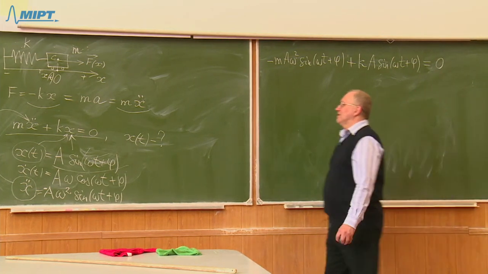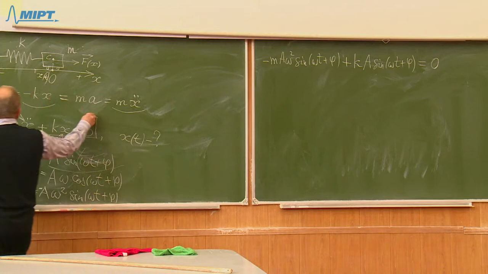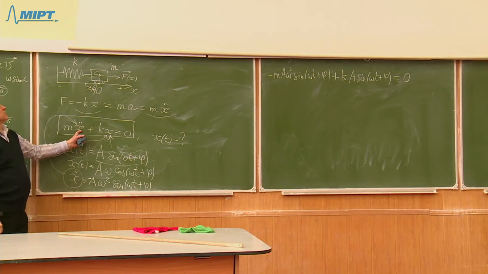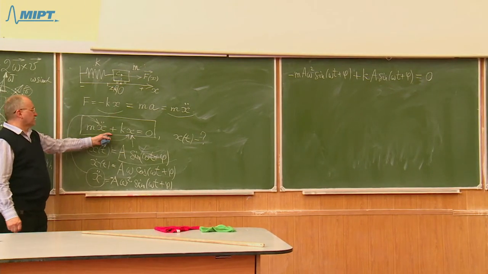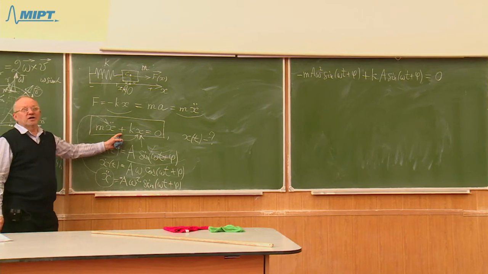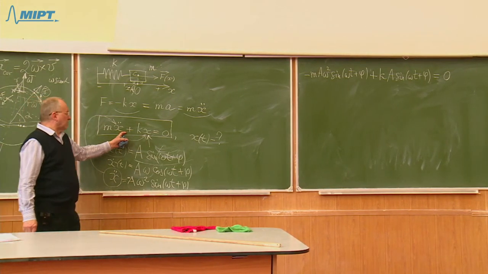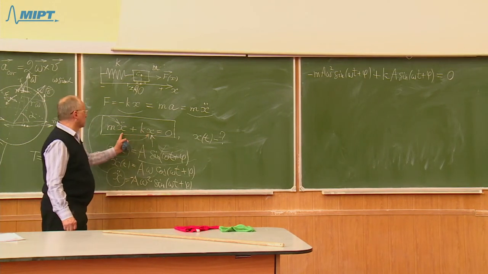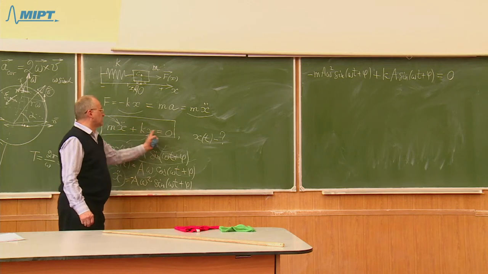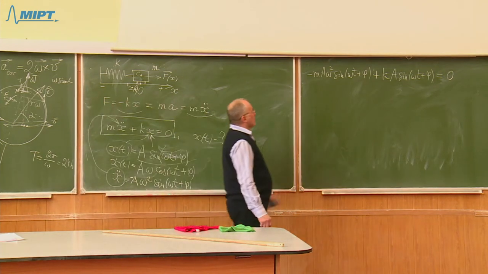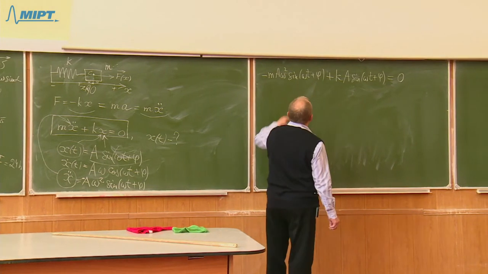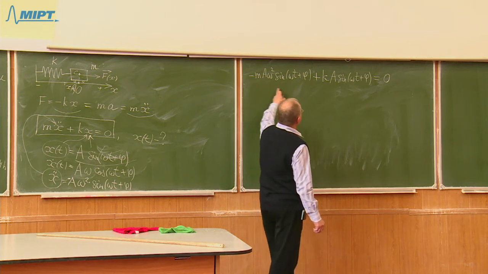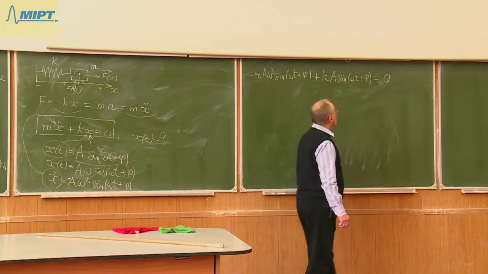So I have taken the original differential equation, which was obtained from Newton's second law. As Newton's second law certainly applies in this case, this differential equation is correct. I'm sure that if I substitute a correct solution here, a correct function x of t, then I will obtain 0. But is it really so if I substitute the sine function into this equation? Is it always 0? Let's look here.